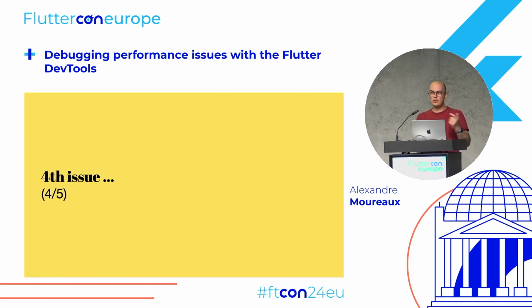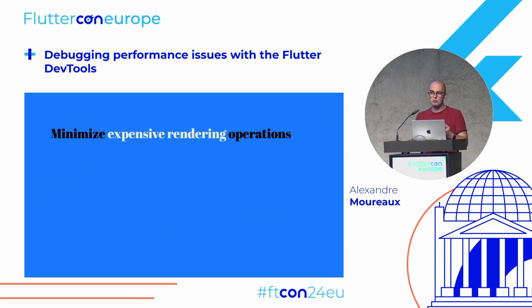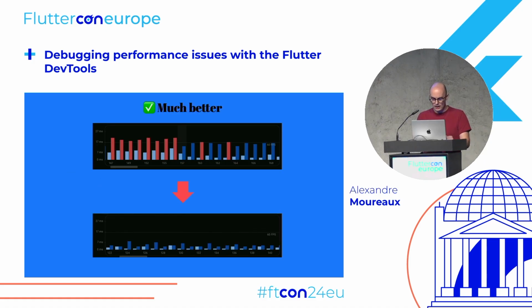So here, this is our 4th issue. We notice some heavy raster thread. One culprit could be images, but we fixed that already. Another culprit is to check for save layers. And if you have some of those, you have to minimize expensive rendering operations, widgets such as shader mask, color filter, and clipping, which can look really good, but as much as possible, don't overuse them. So the result should be much better on the raster thread.